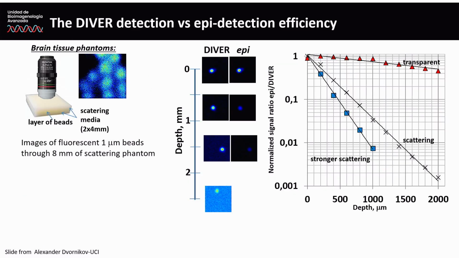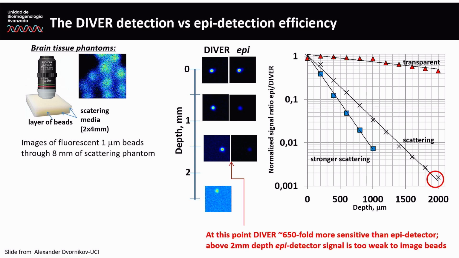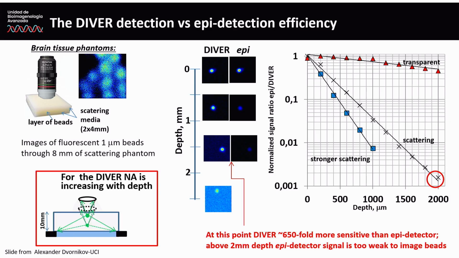We can also go deep, and the reason we go deep is because of this wide detection. In a very high scattering condition, like in a phantom here, we can go up to 2 millimeters, basically a 600-fold increase in sensitivity in comparison to epi detection. But we can even be sensitive in a transparent sample. And the reason is very simple.